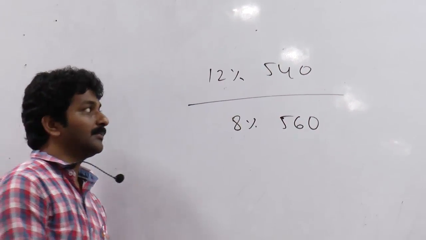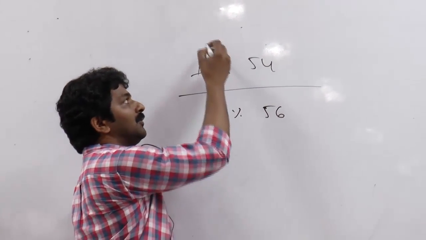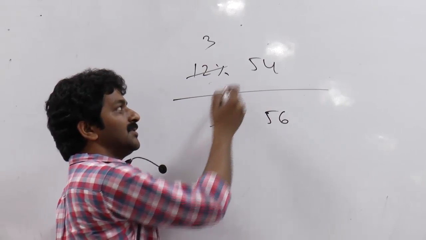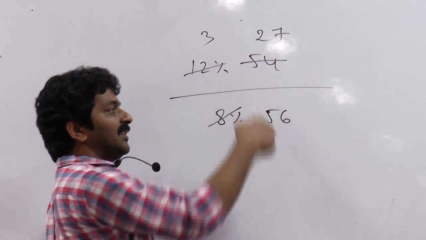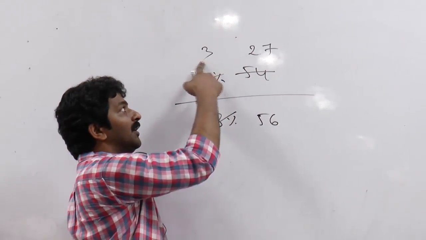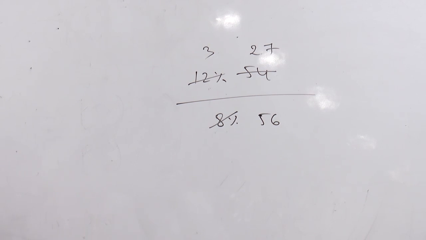A is to B or A by B. 0, 0 cancel. 4, 3 times. 4, 2 times. 2, 27 times. That's it, right? No more cancellation. Right. 3 into 27, 81 by 56.